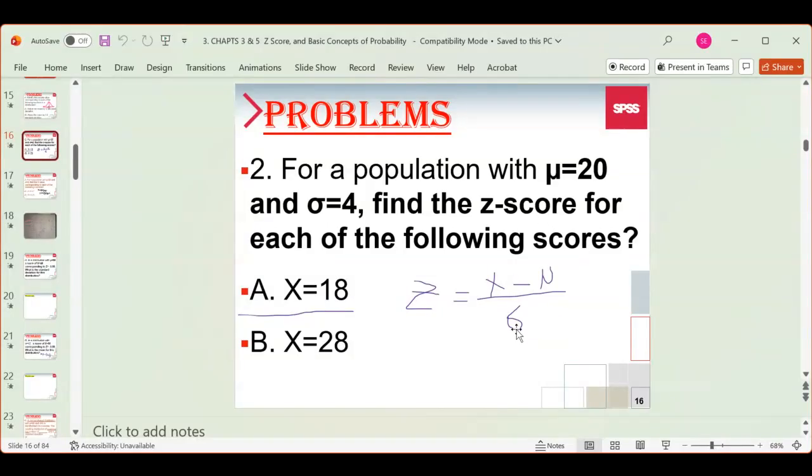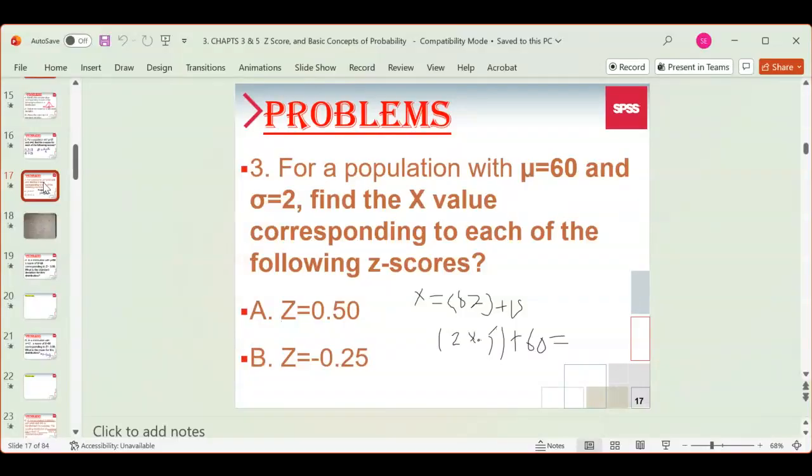Divided by the standard deviation of that standardized test, which is 4. So 18 minus 20 divided by 4, that would be the answer. And for the second part, 28 minus 20 divided by 4, which is the standard deviation. They're extremely easy. Again, I want you to do these and let me know if you have any questions. And like I said, if you send them to me as extra homework, you would get extra points.